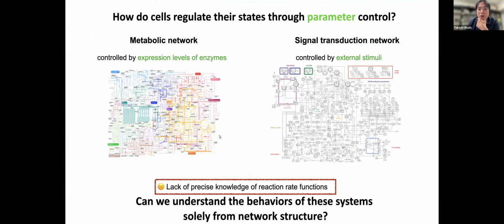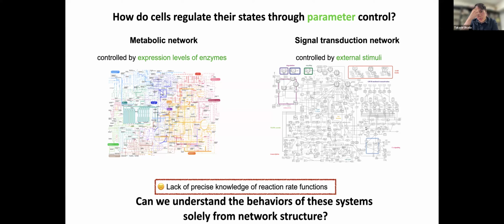So I'm studying chemical reaction networks mainly based on biological motivations. Specifically, we want to understand how cells regulate their states or phenotypes through parameter control. Here, parameters can be whatever, but in the context of metabolic networks, enzyme expression levels can be regarded as parameters. And in the context of signal transduction networks, shown on the right, you can consider external stimuli as control parameters.